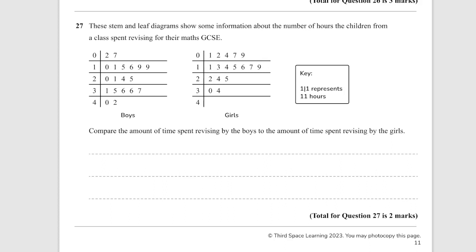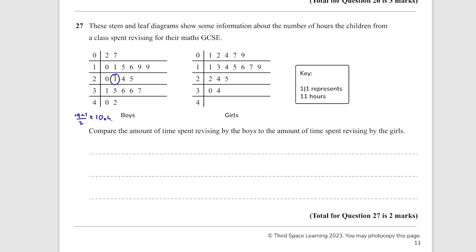So the median for this set of data, it doesn't tell us the number of children, so we could find the largest, smallest all the way through, or we could say that there are 1, 2, 3, 4, 5, 6, 7, 8, 9, 10, 11, 12, 13, 14, 15, 16, 17, 18, 19. So 19 plus 1 divided by 2 is 10. So we want to find the 10th value. 1, 2, 3, 4, 5, 6, 7, 8, 9, 10. So that's the 10th value for the boys.